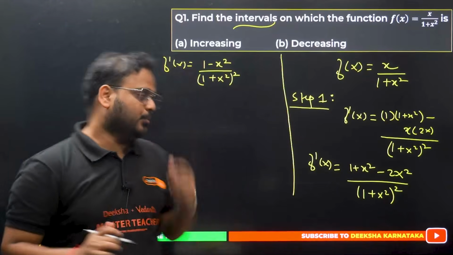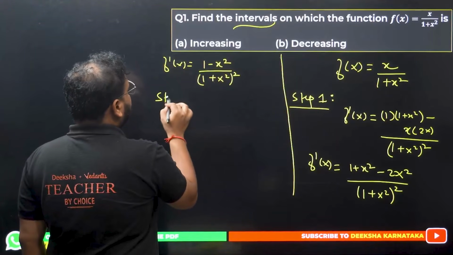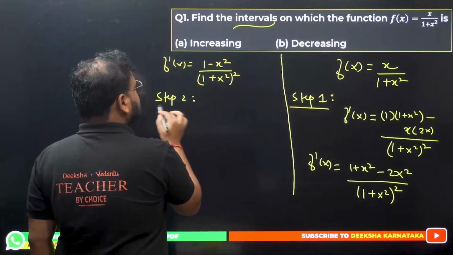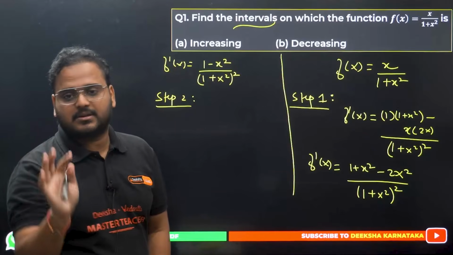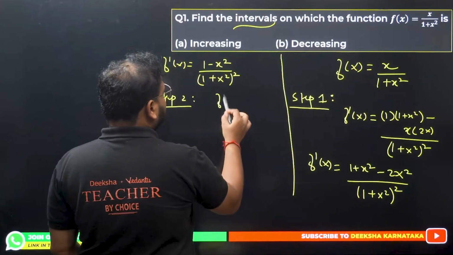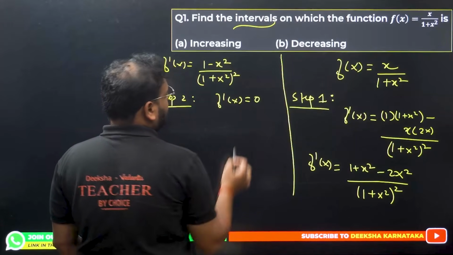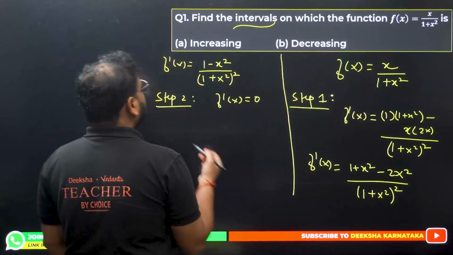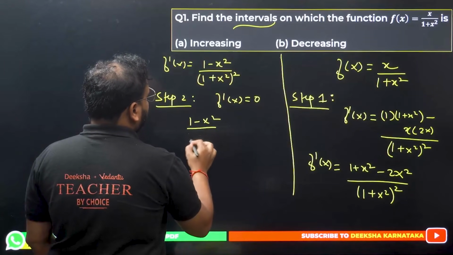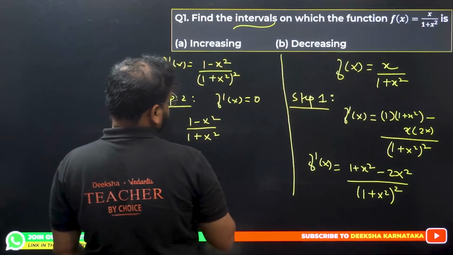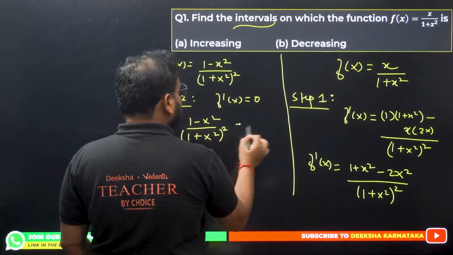Now step number 2. Step 2 will always be the same. Step 2 and step 1 are always fixed. Step 2 is putting the derivative equal to 0, to find what? To find the critical points. Okay, so let's do that. 1 minus x square upon 1 plus x square the whole square is equal to 0.